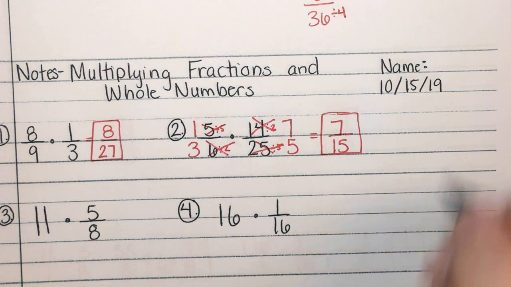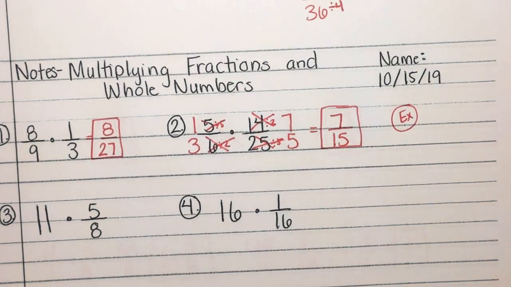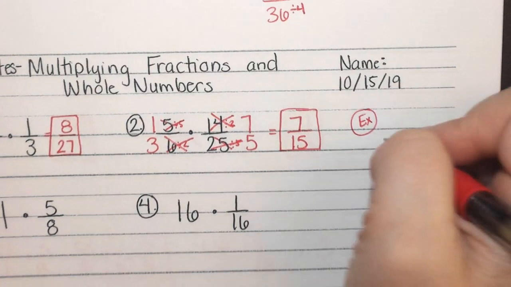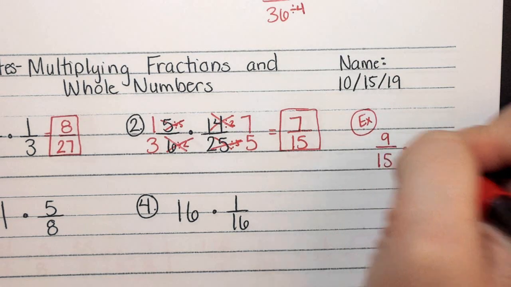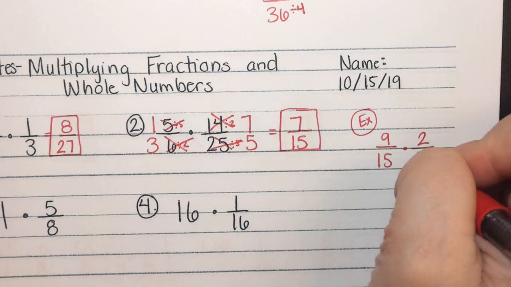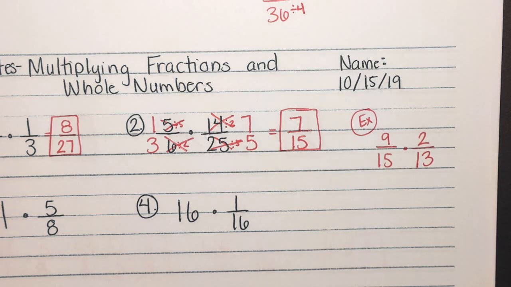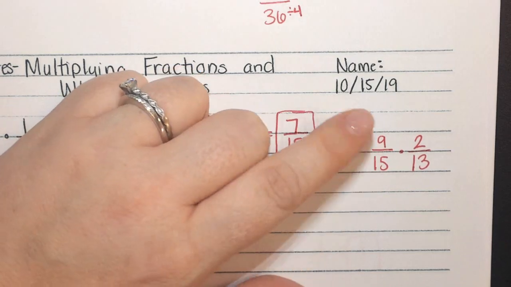So I'll give you an example. Here's an extra example for us. Let's say I have 9 over 15 times 2 over 13. Do y'all see anything here that will simplify? Jeremy, thank you for raising your hand. What do you see that will simplify? The 9 and the 15.